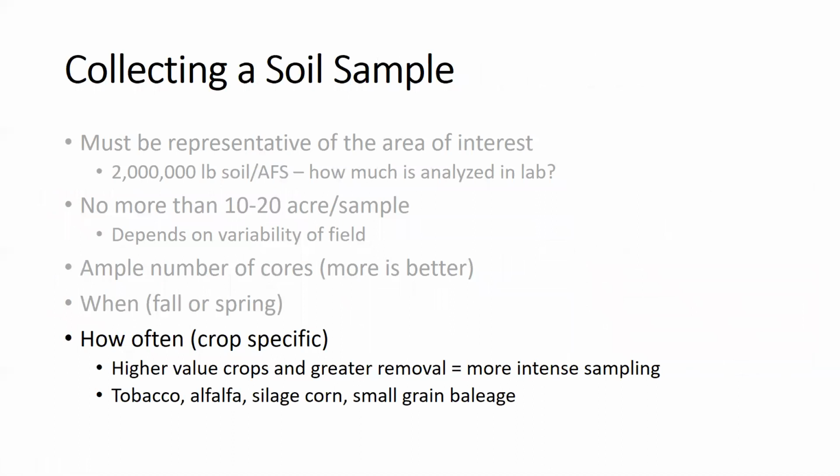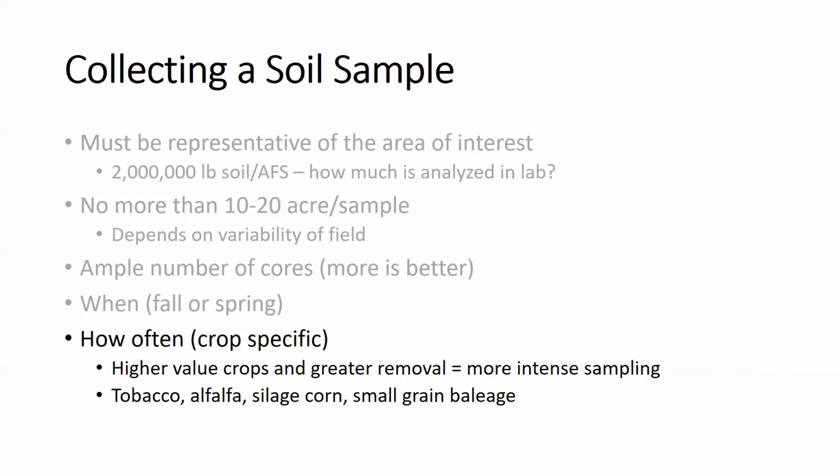So how often? That's really specific to the crop. The higher the value of the crop, the greater the removal, and we want to get more intense with our sampling. The crops that come to my mind, high value crops, are burley and dark tobacco. Alfalfa, that's a high value, high removal crop. Corn silage, small grain baleage, we're removing a lot of nutrients with that.